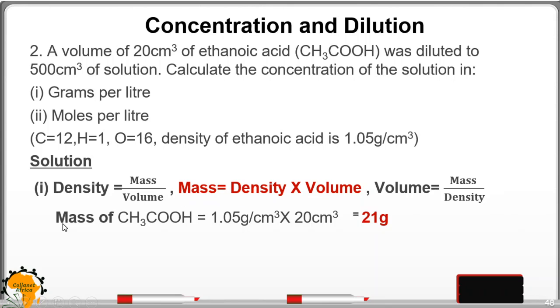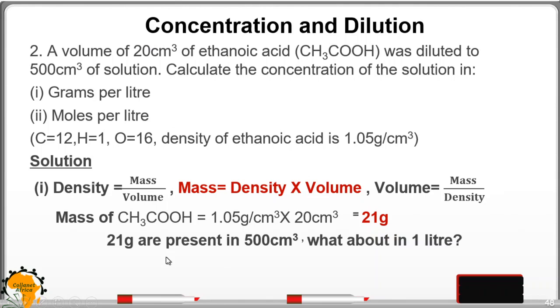Therefore, the mass of ethanoic acid will be density, which is 1.05 grams per centimeter cubed, already given, multiplied by 20 centimeters cubed. This is the volume of the ethanoic acid. You'll get your mass as 21 grams. So these grams are present in 500, because it was diluted, or made up, to 500.